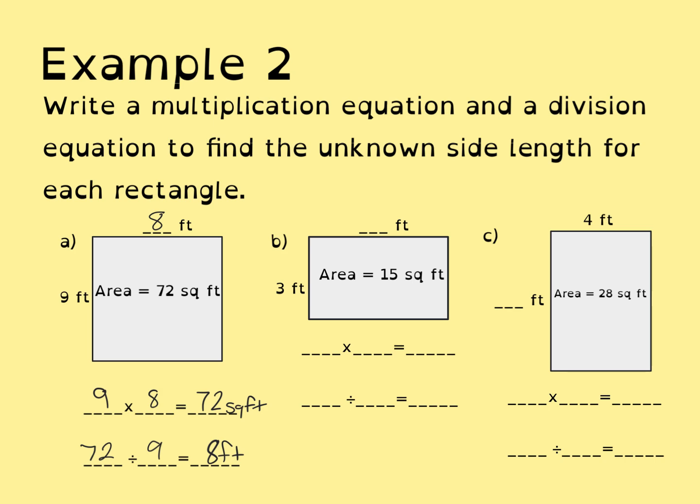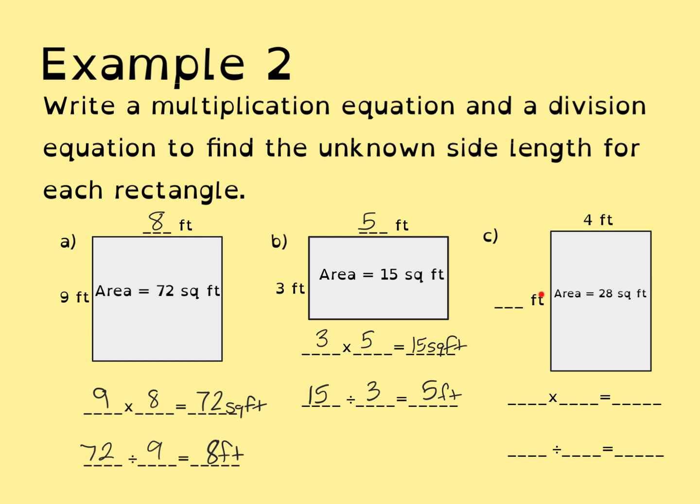So in part B, we see that our area given to us is 15 square feet and our given side is 3 feet. Our equation would be 15 square feet divided by 3 feet, which would give us 5. And that would be our missing side length that we would need for our multiplication equation. Our multiplication equation would be 3 times 5, which equals 15 square feet.